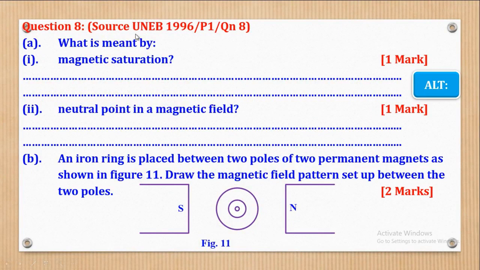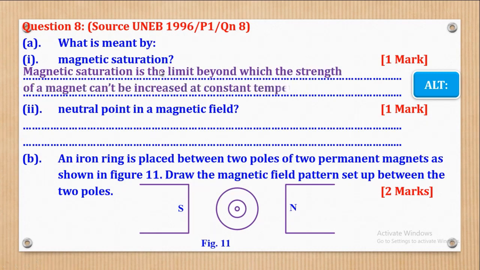Now we shall go to question 8. Question 8 is from UNEB 1996, paper 1, question 8, and part A, Roman 1, says, what is meant by magnetic saturation? So we shall say that magnetic saturation is the limit beyond which the strength of a magnet can't be increased at constant temperature.